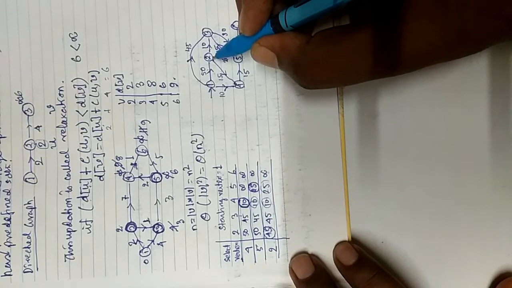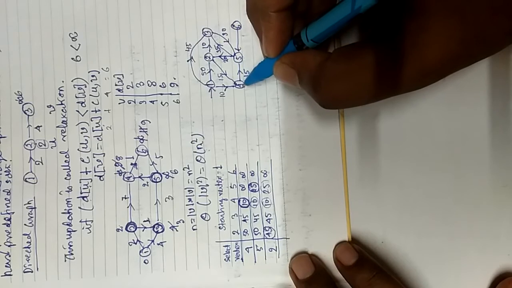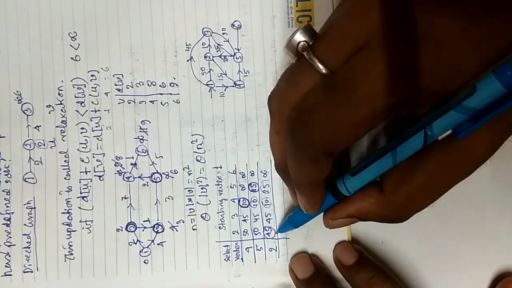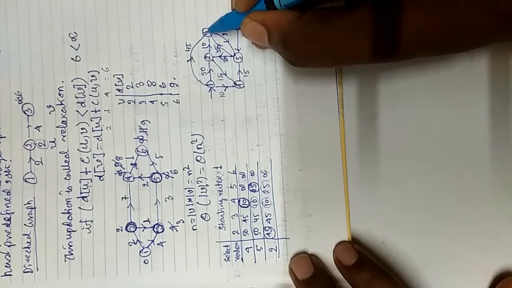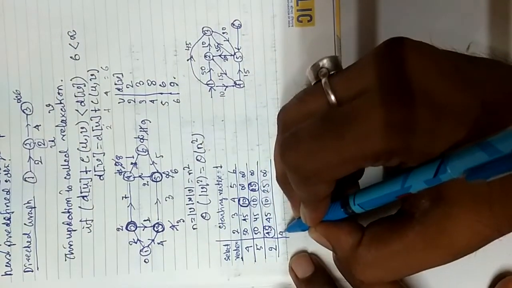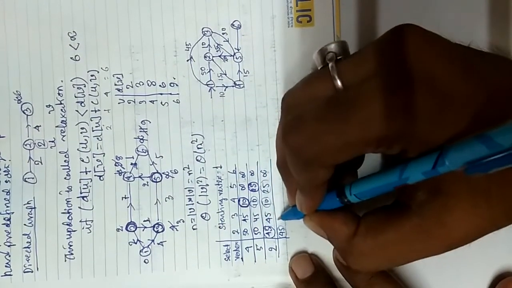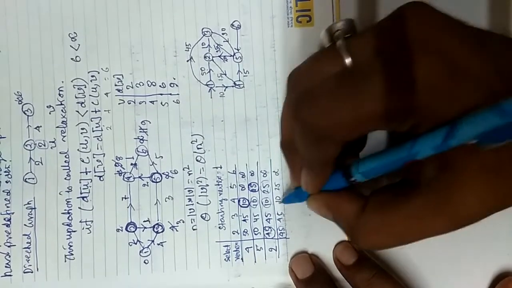So node 2 it is 45. So 45 plus 15 it is 60, but it is 10. So no need to change this. 45 plus 10 it is 55, but it is 45. So no updation required for this one. So same thing, there is no change for any node from 2. So I just write the same values.